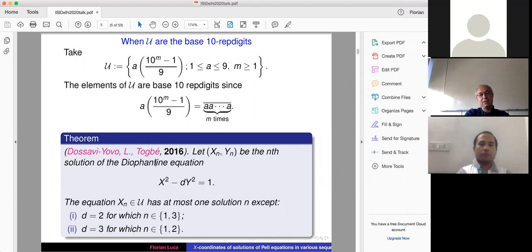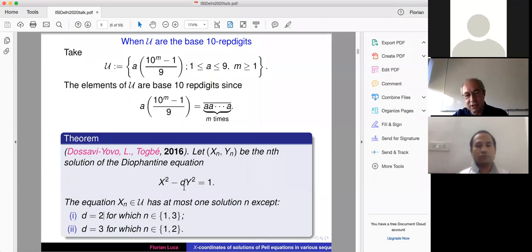So here's a result with Apollinaire and Alain Togbé. We prove that if you take (xn, yn) to be the nth solution of the Diophantine equation x squared minus d y squared equals positive 1, then the equation, x sub n being a repdigit, has at most one solution, except if d is equal to 2, for which it has two solutions, the first one and the third one, and d equal to 3, for which it has two solutions, the first one and the second one.